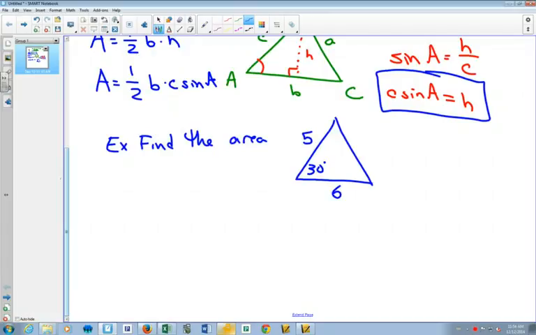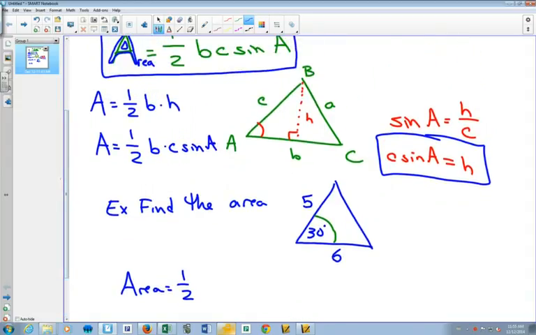So we want to find the area. Again, 1/2. And it is always that the angle has to be between them, because the formula says b c sine A. So the sides don't match up. The B and the C don't match up with the A. So there's no side and opposite angle in the formula.